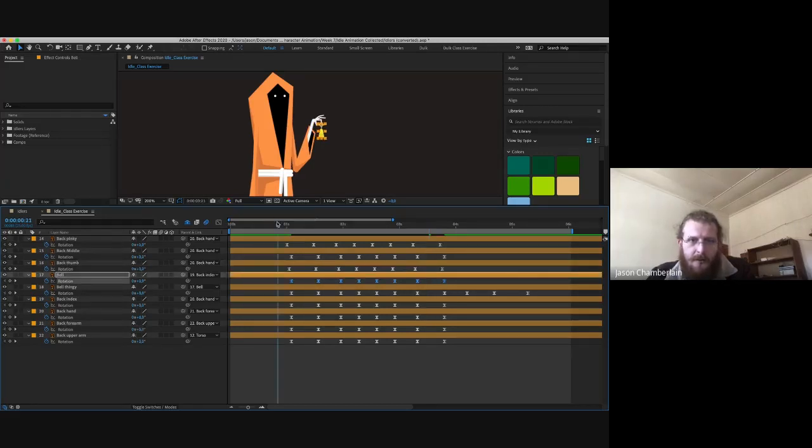Okay, there and there. Let's see how that's looking. Yeah. So we can select all of these. Let's grab that, shift it down a little bit. Back index can stay there. The back hand, maybe I can bring back slightly.